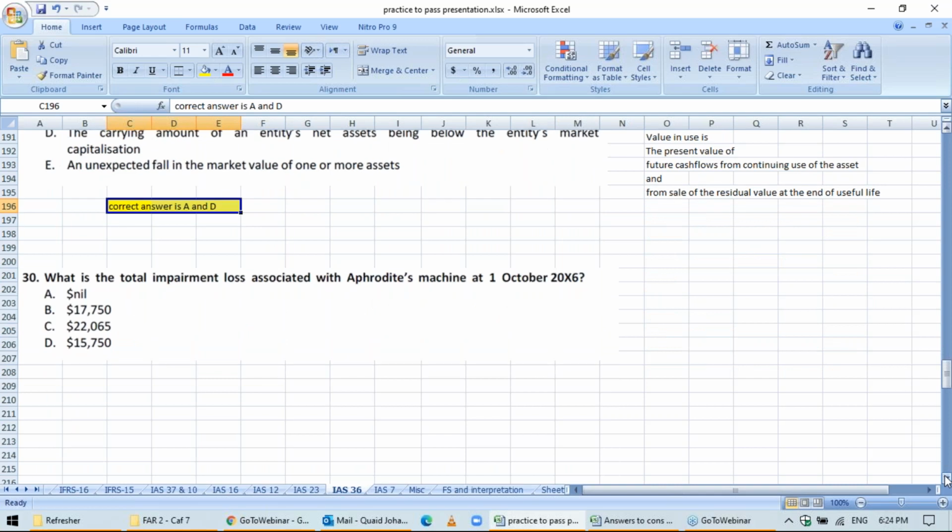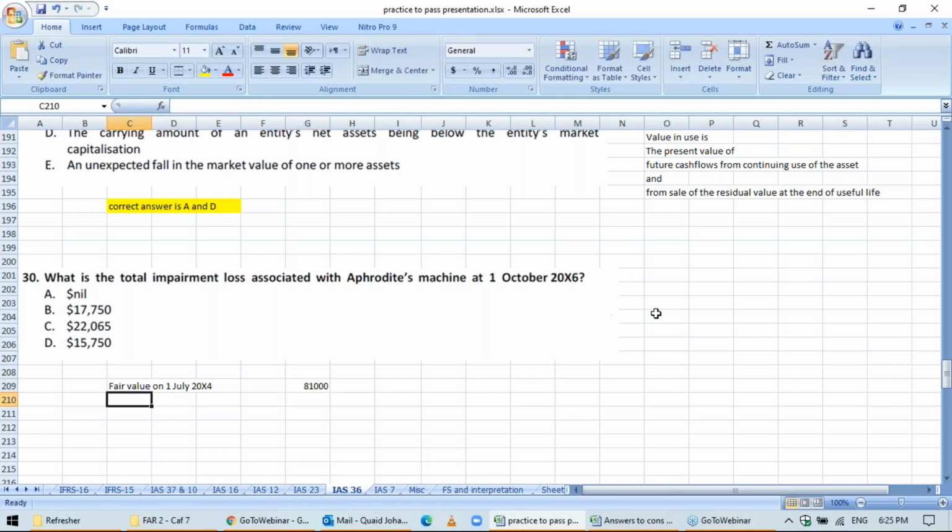What is the total impairment loss associated with Aphrodite's machine at 1st October 2006? So now they are talking about somewhere later on, 1st October 2006. What happened is that they revalued the machinery, the same machinery we were talking about earlier. When they revalued the machinery, the machine was appearing at fair value on 1st of July 20X4. So they brought the machinery to 81,000, right, which was its fair value.